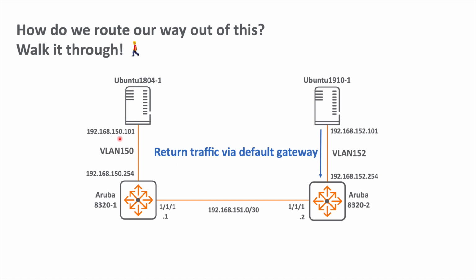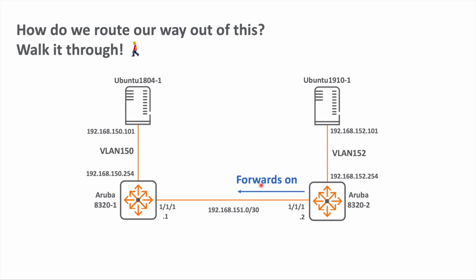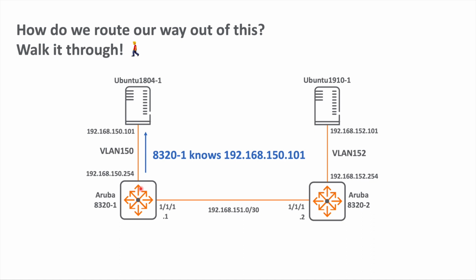So we're going back to 192.168.150.101. That isn't a known subnet. There isn't a layer 3 interface on the Ubuntu server that's in that subnet, so it will send it to its default gateway, which is down on the CX device. Then we have that problem again. The 8320-2 doesn't know about the 192.168.150 subnet, so it needs a route. That's what we're going to configure, and that means that once that's configured correctly, it will be able to forward on to its neighbor across the /30. And then again, because the 8320-1 has a layer 3 interface in that subnet, it would already have it in its ARP cache because it had heard the traffic coming in to it already. So it will know how to respond and forward on the traffic to the final destination of 101.